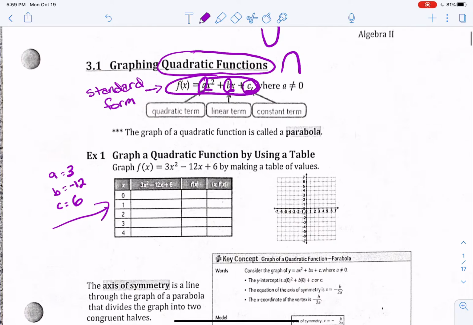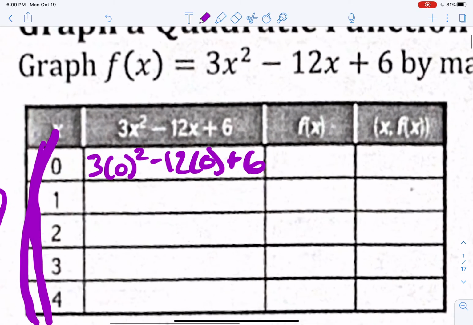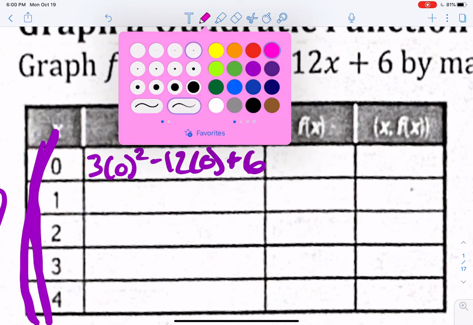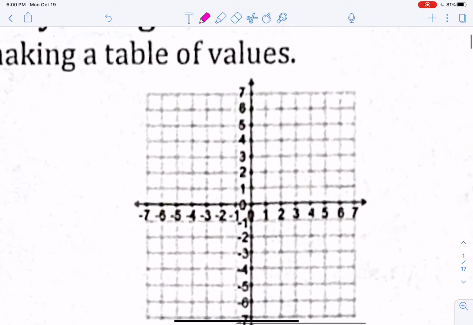They want us to make a table of values, and they've designated that they want us to plug in the numbers 0, 1, 2, 3, 4. So we're going to plug them into this function. The first thing that we're going to do is plug 0 in. You can use this little slot to write out what that's going to look like. But 3 times 0 squared is just going to be 0. 12 times 0 is just going to be 0. So f of x, or the y coordinate, is going to be 6. And then over in this spot, they want you just to combine those. So I have the point (0, 6). And we're going to plot that on our coordinate grid right here, (0, 6).